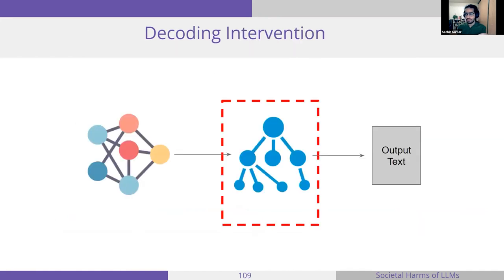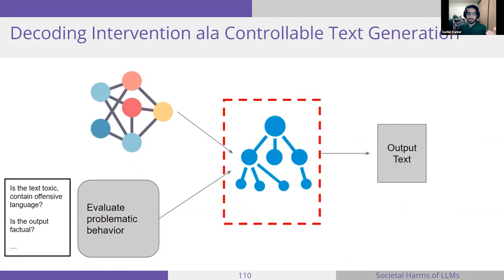Now, our goal in this kind of intervention is to take such an algorithm which generates output text and modify it in such a way that we could control what is being generated and avoid generating problematic text. For example, say we had an evaluator to say whether an output is toxic or not, how do we use that evaluator to generate non-toxic outputs?